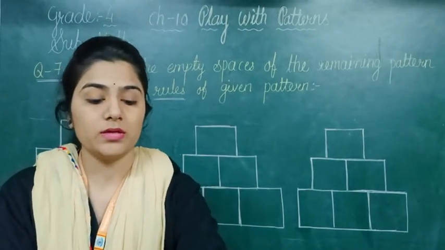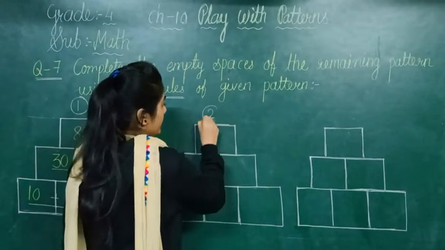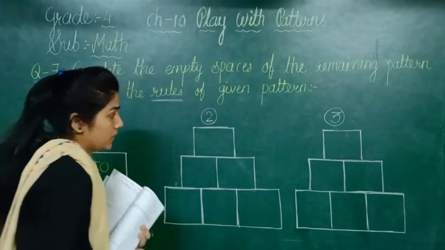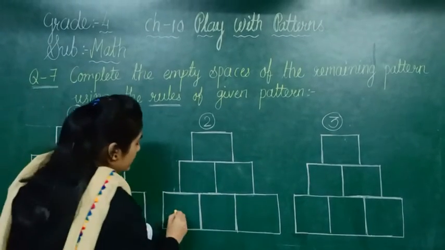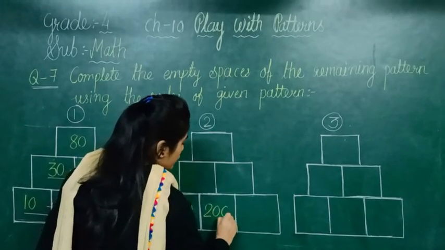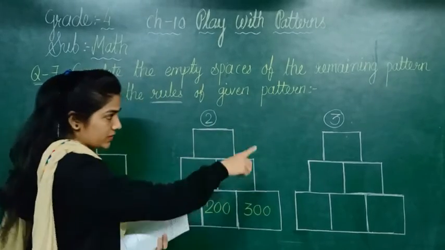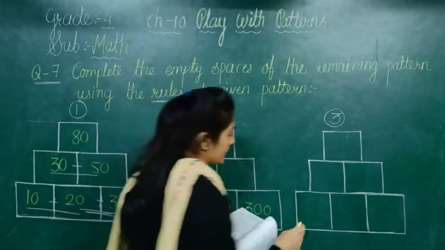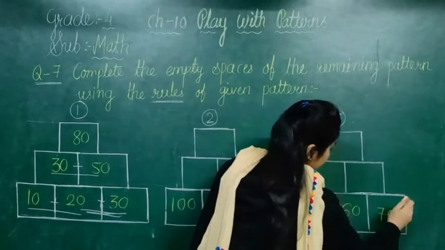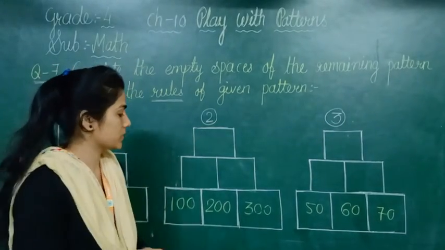But we have a few numbers in the second pattern and in the third pattern. See, in this second pattern, 3 numbers are given downside: 100, 200 and 300. And in this third pattern, again the downside numbers are given: 50, 60 and 70. So now we are filling the remaining boxes.